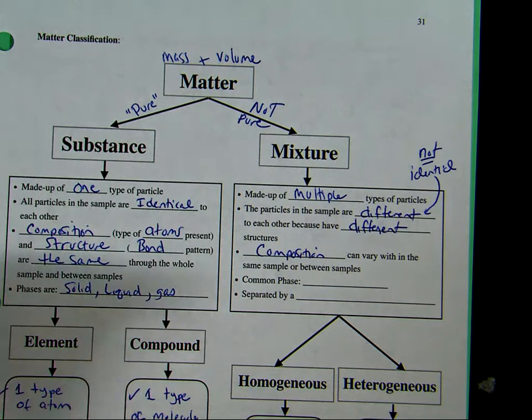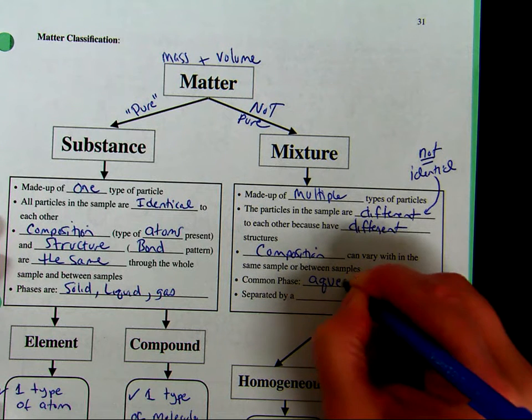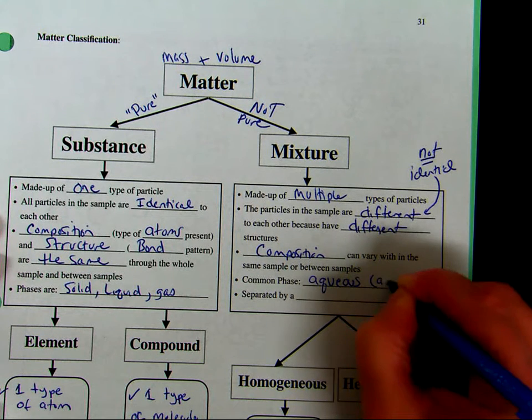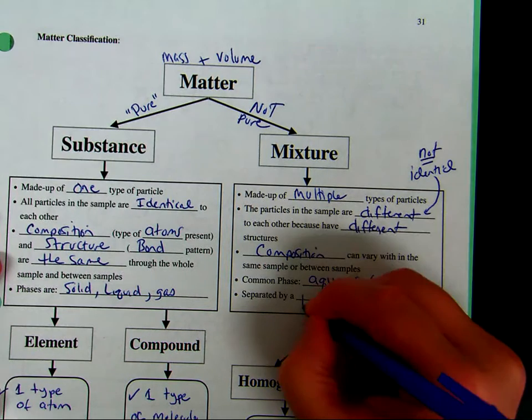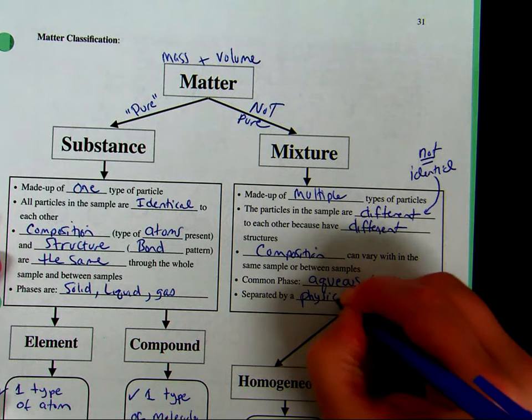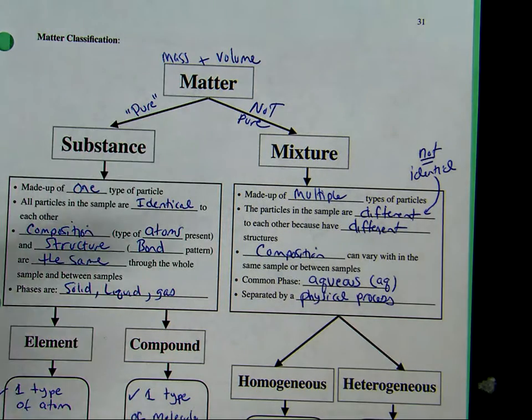Our most common phase for a mixture is called aqueous, A-Q-U-E-O-U-S, or its abbreviation is AQ. And mixtures, they can be separated by a physical process. So there are already some great examples of separation techniques that you're already familiar with.